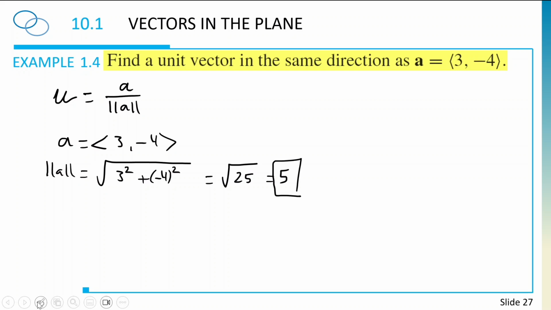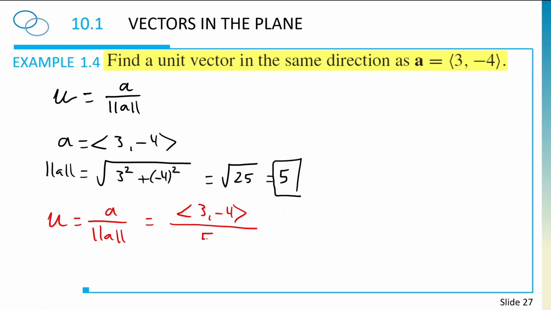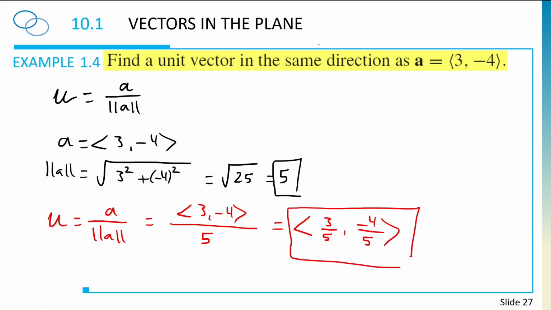Okay, let's find u. So u is equal to a divided by its magnitude. And what's a? (3, -4), divided by the magnitude, which is basically a scalar, so divided by 5. So we distribute the scalar. So this is (3/5, -4/5). So this is a unit vector with the same direction as a, and its magnitude is 1 only. You can check. Try to calculate the magnitude for this vector. It will be equal to 1.